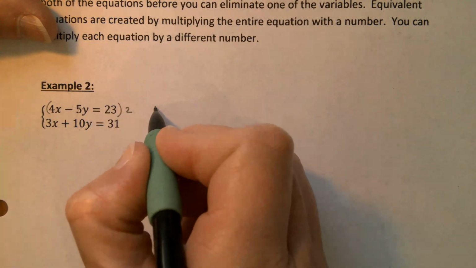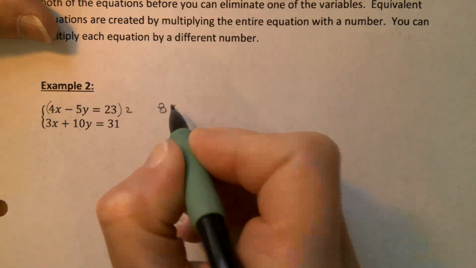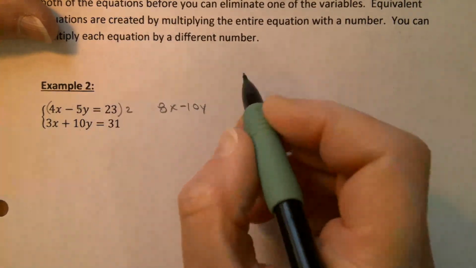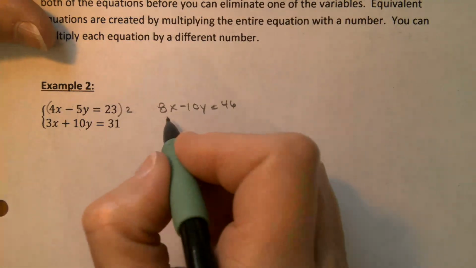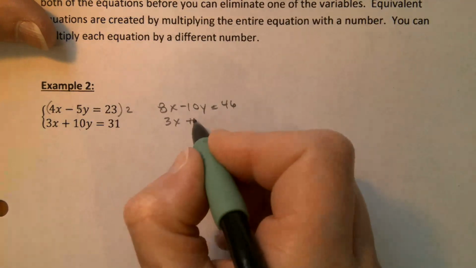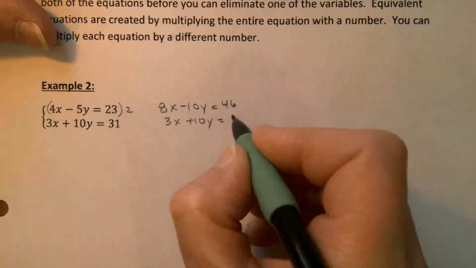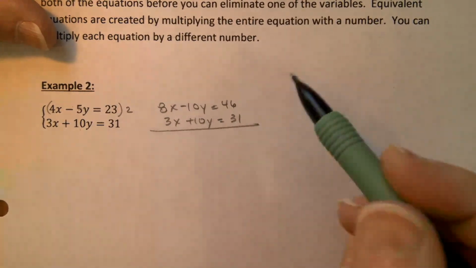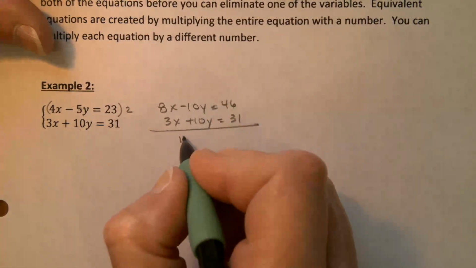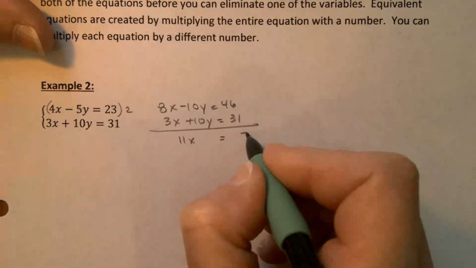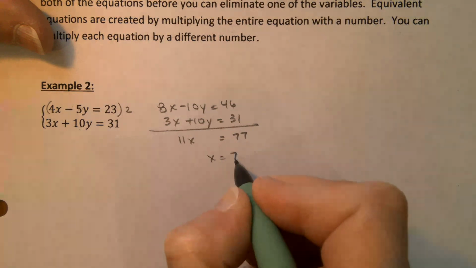So that's going to give me 8x minus 10y equals 46. Make sure you multiply everything in that equation. And then I still have this one. Now I can add these two equations together, and the y's will cancel out. So I have 11x is equal to 77, so x is equal to 7.